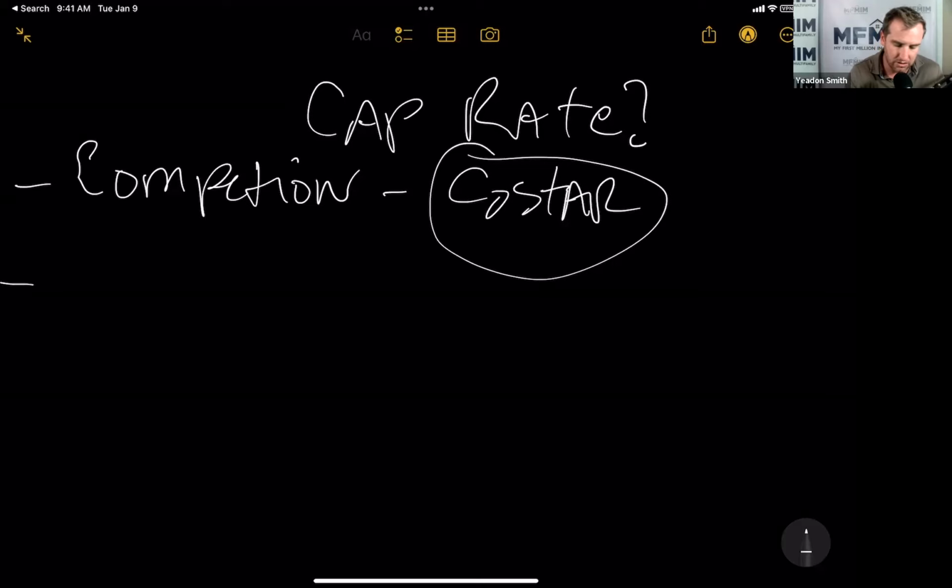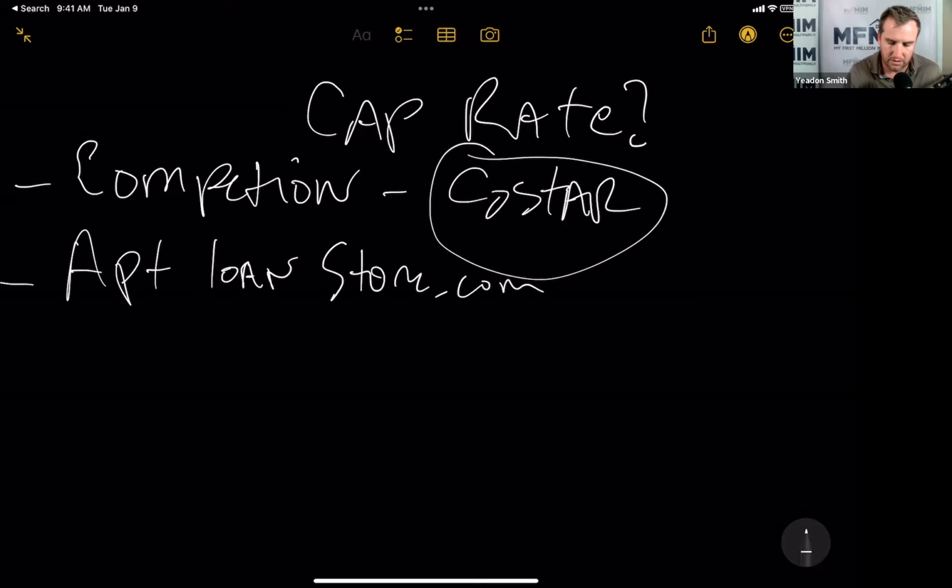You can also look at another website, apartmentloanstore.com. It'll give you different cap rates. It's pretty general, and honestly it's pretty wrong a lot of the time, but it'll give you an idea, right? You're getting multiple points of data.